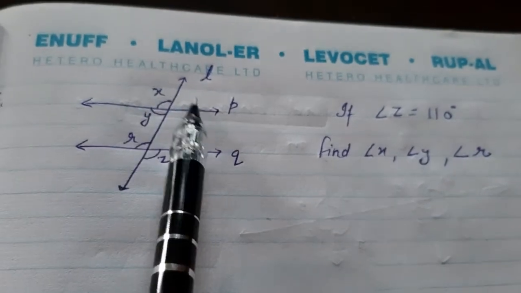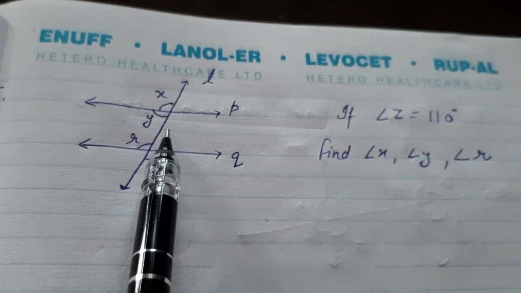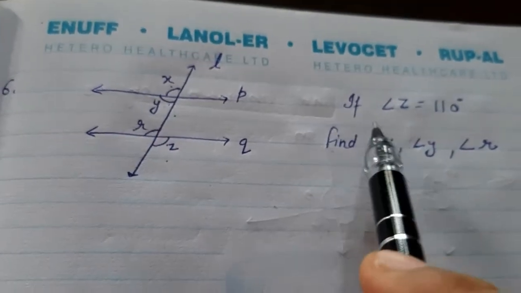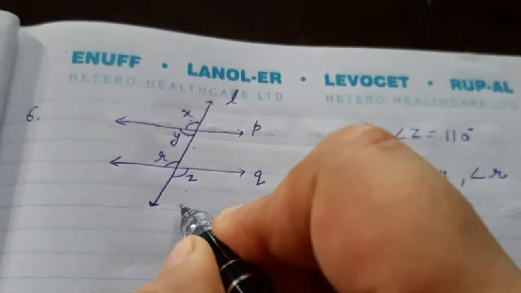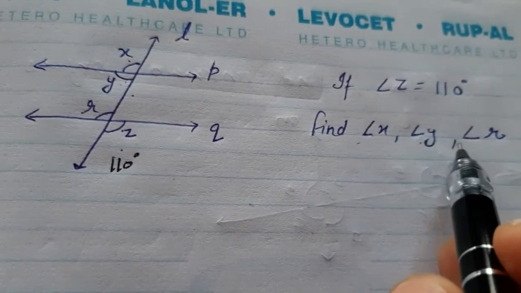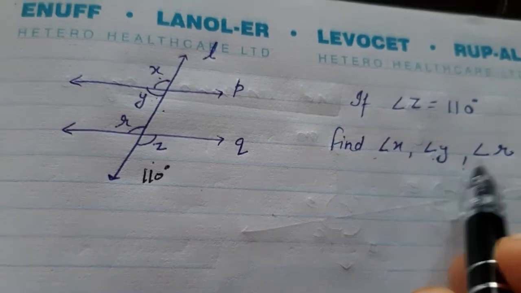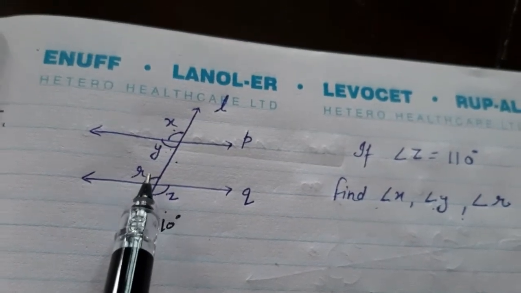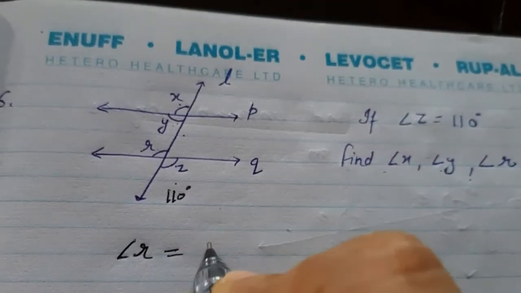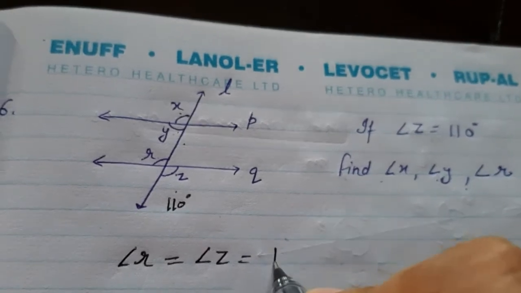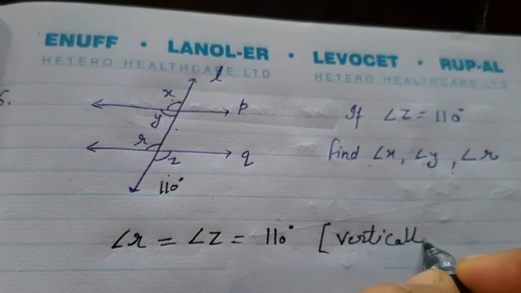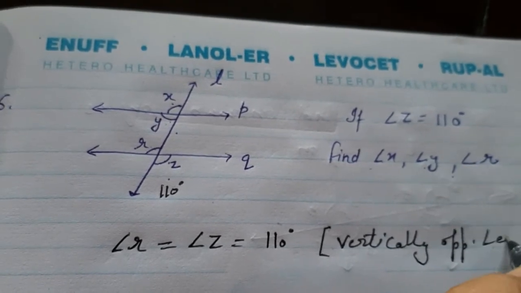Next, two parallel lines P and Q are given. L is the transversal. A few angles are given: X, Y, R and Z. Z is given here, that is 110 degrees. We have to find the other angles, that is angle X, angle Y and angle R. Now see, Z is vertically opposite to angle R. So angle R is equal to angle Z, which is equal to 110 degrees. The reason is vertically opposite angles.